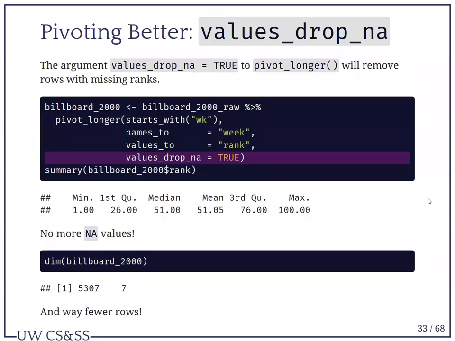So one thing we can do is use the argument values drop NA equal to true in pivot longer, and this will remove rows with missing ranks. So it's the same setup, but we've added this argument here, values drop NA equals true. And when we run summary again, now there's no information about NAs. And the dimensions of our Billboard 2000 data frame are 5,307 rows with that same 7 columns.